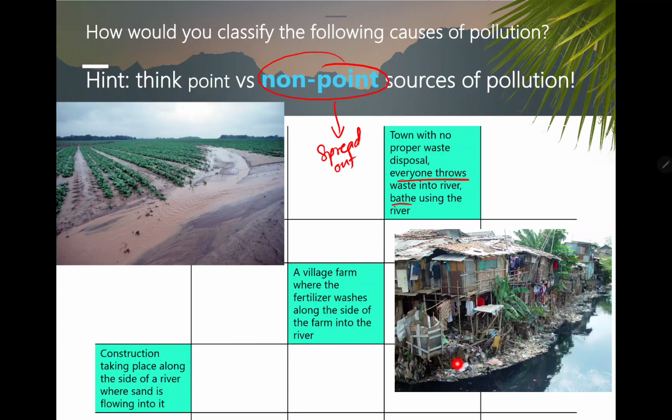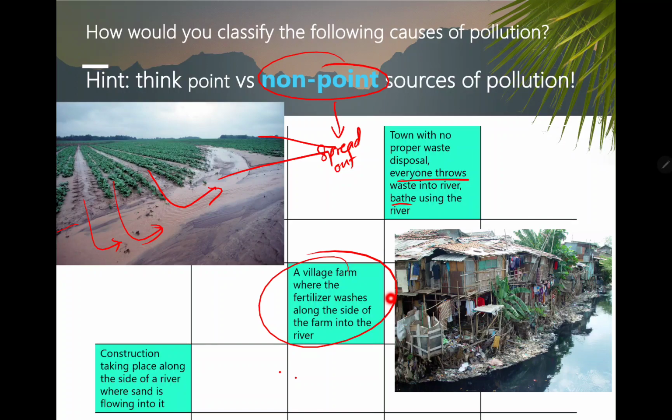You cannot say specifically this is the exact point where the pollution comes from. For example, a village where the fertilizer washes along the side of a farm into the river. Again, no specific point. The entire farm, and the farm is huge, right? Imagine the farm is actually very, very big.